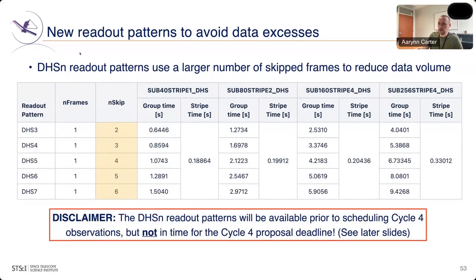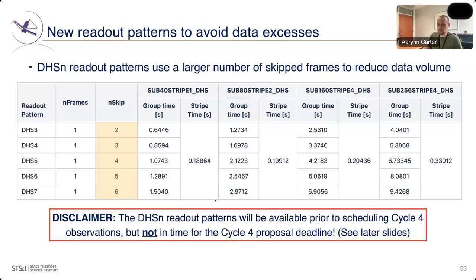Just coming back here for a second, I want to emphasize these readout patterns are available prior to scheduling of cycle 4, but they are not currently in the APT. So if you prep your observations, or the ETC, I should say, you're not going to have a direct toggle to switch this on and off. But we will show you some slides later on where you can approximate these readouts using the rapid readout mode.